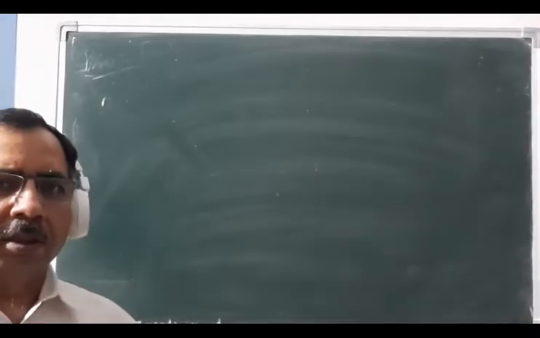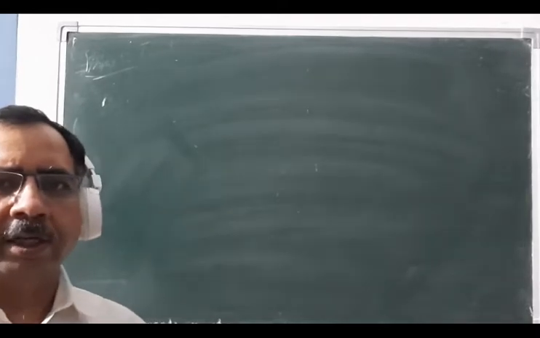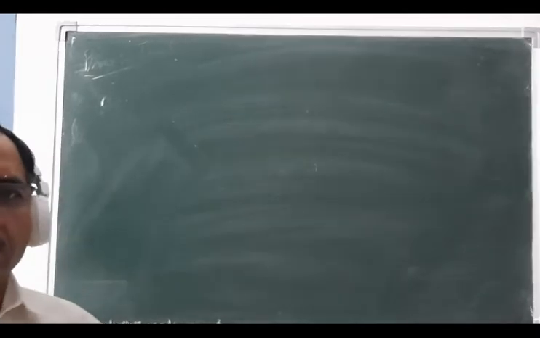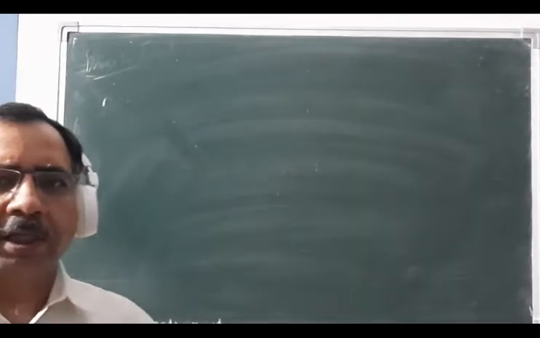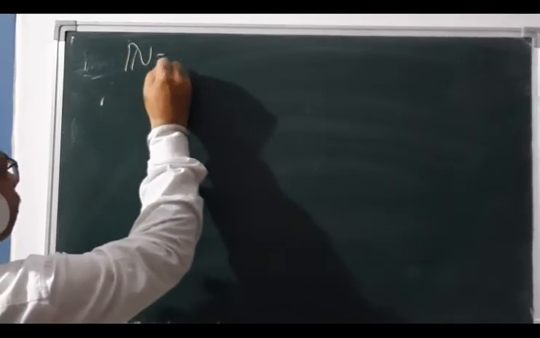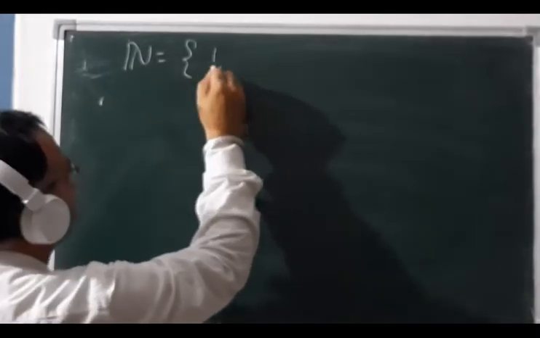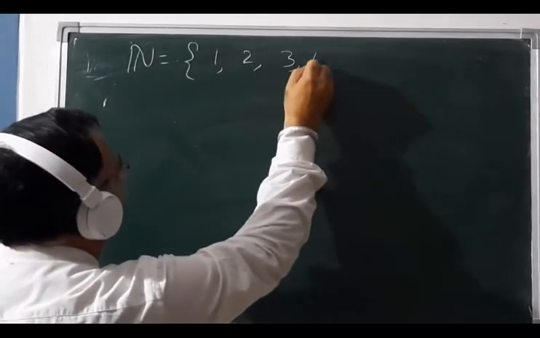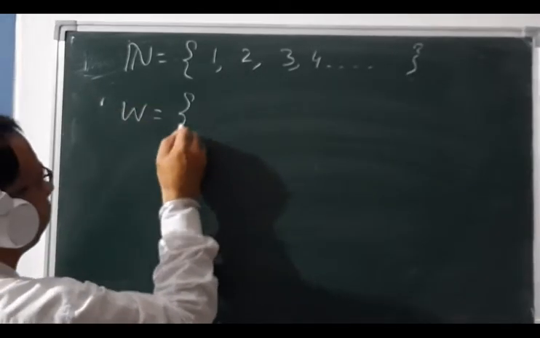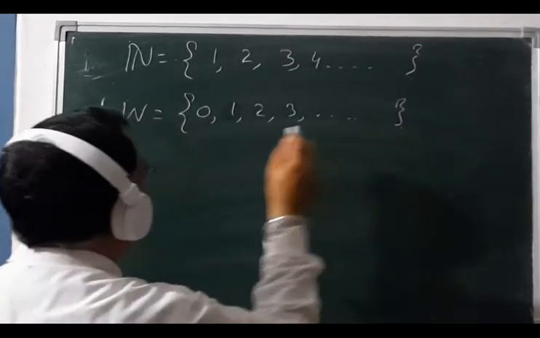Today we shall learn what real numbers are and we shall discuss some of their properties. We shall define the set of real numbers axiomatically. So first let's start with the set of natural numbers. The set of natural numbers consists of numbers 1, 2, 3, 4, and so on. Then the set of whole numbers. If I add 0 to this set, we get the set of whole numbers.